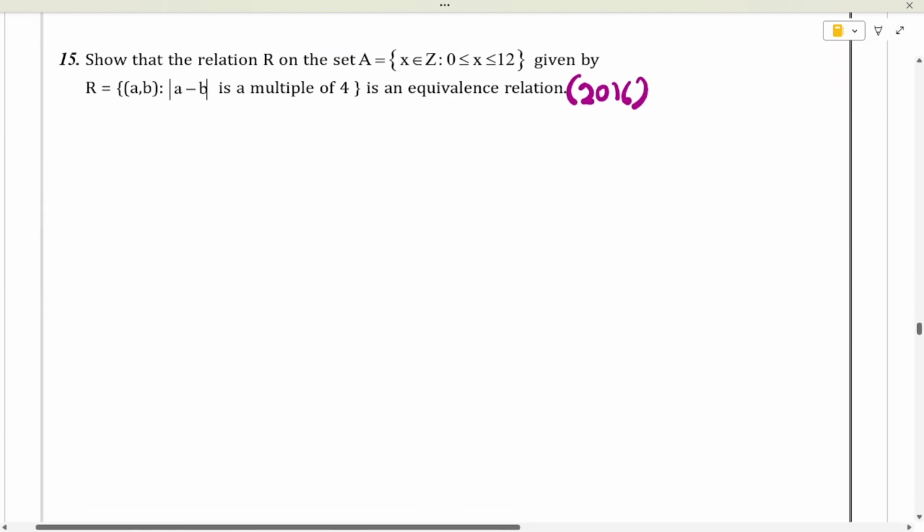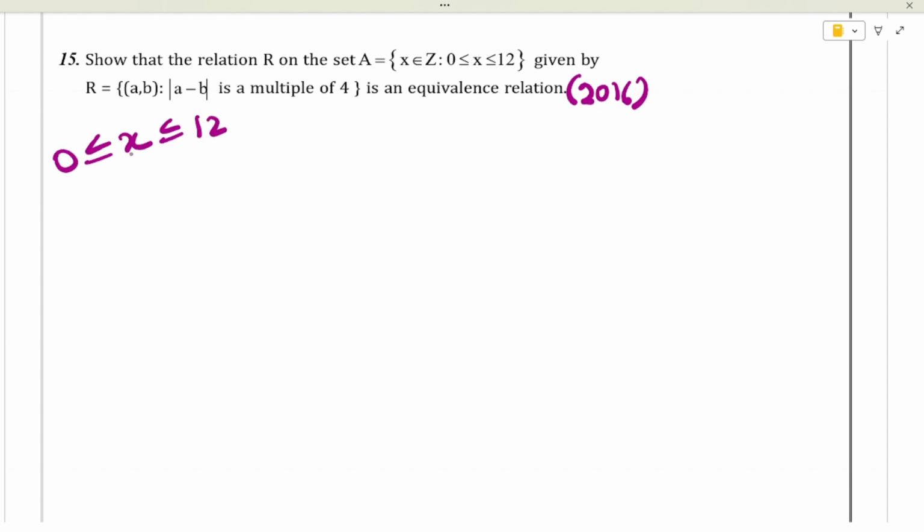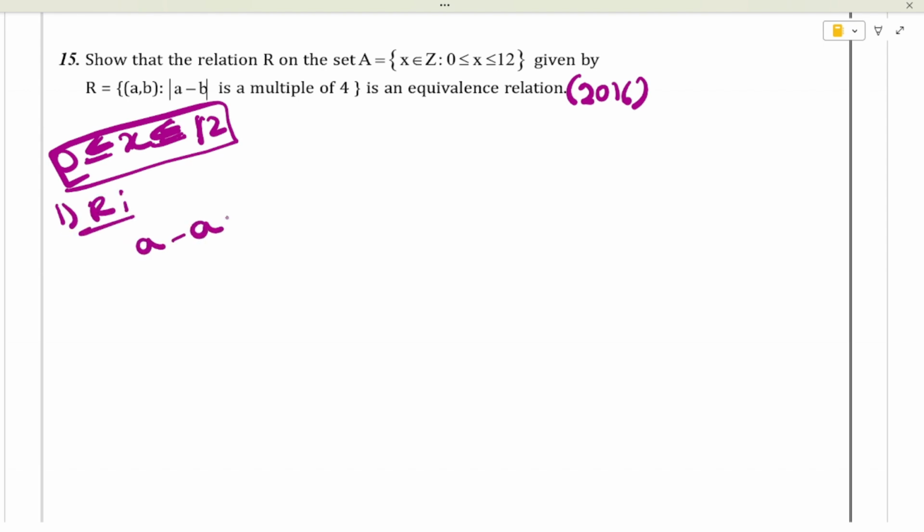This is repeated in the 2016 paper. They have given the condition that x is less than or equal to 12 but greater than or equal to 0. This is the condition which they have given. So for the reflexive condition you can take a minus a. Here it is a multiple of 4. a minus a will be equal to 0, which is a multiple of 4. That means 0. 0 is divisible by all, right?